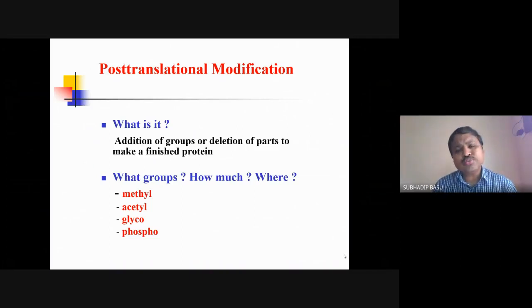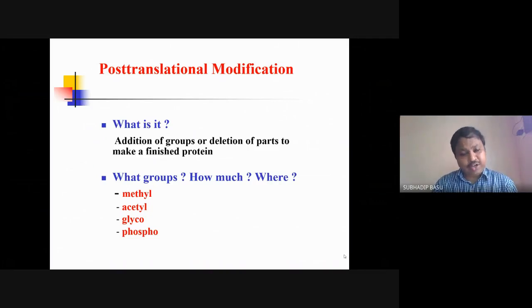So what are the groups? You have the methyl groups, acetyl groups, glyco groups, and phospho groups. And in most cases, you have these post-translational modifications affecting the amino acid side chains, or the N terminus or the C terminus.